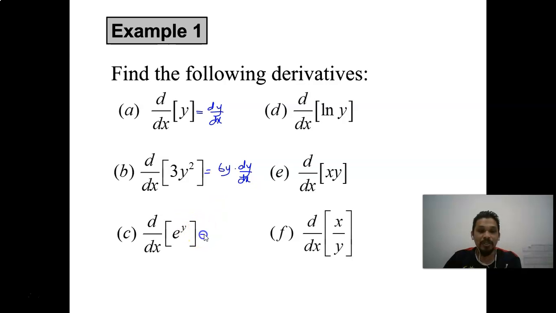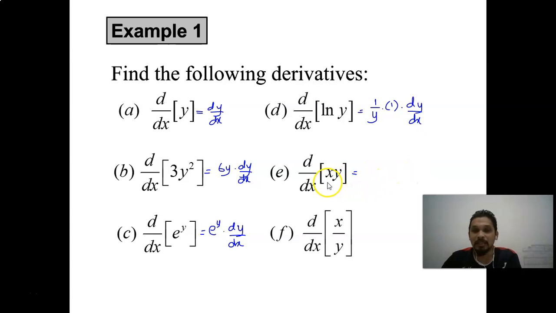And what about this one here now? Derive e to the power of y, just like we derive e to the power of x, which is e to the power of y, multiplied with dy/dx because we derive y with respect to x. Next one, derive ln y, you come up with 1 over y. And when you derive y, it gives you 1. And because we derive y with respect to x, we multiply with dy/dx.